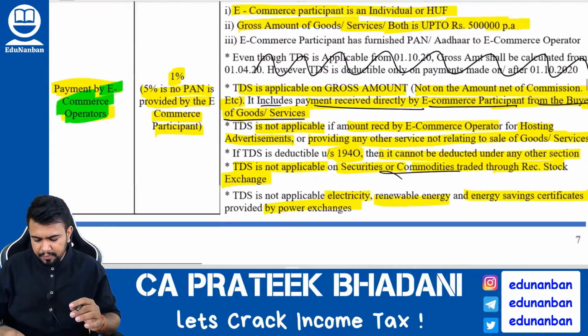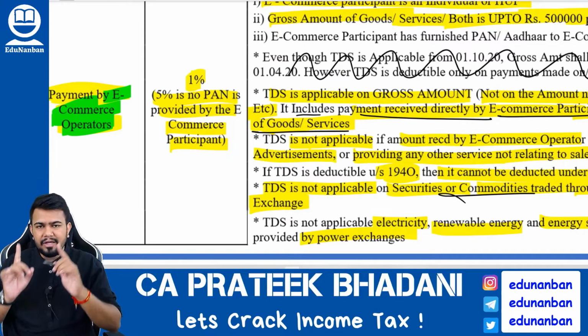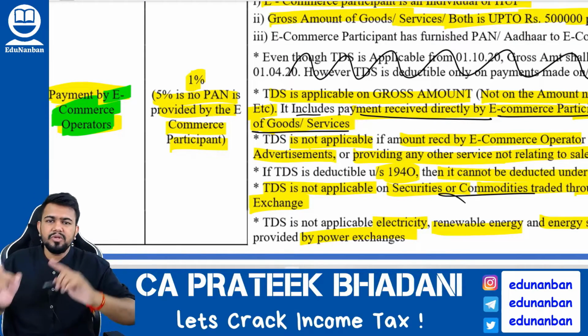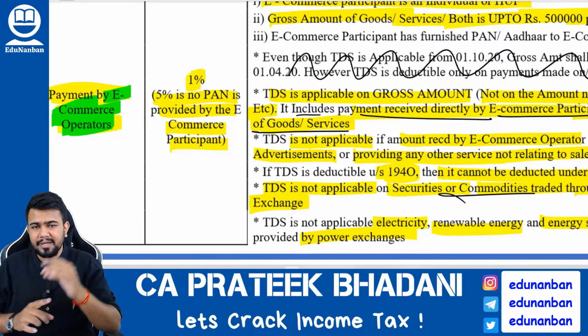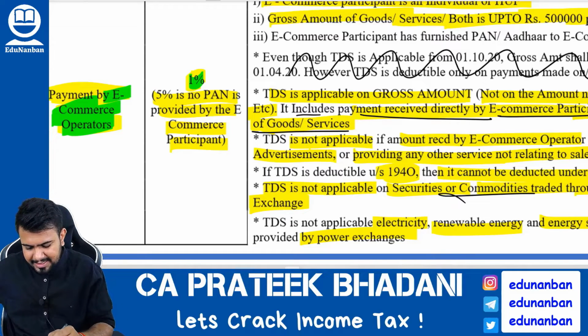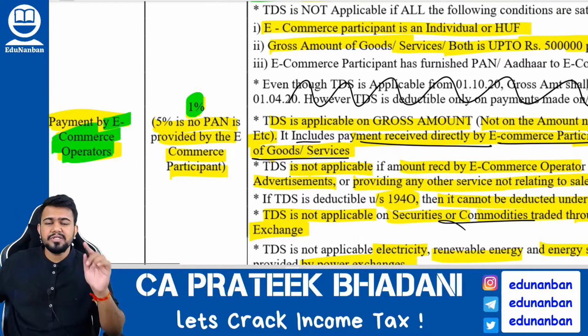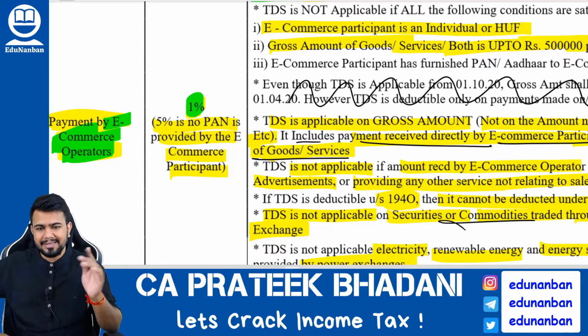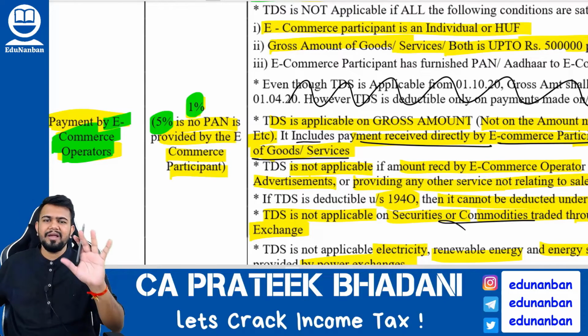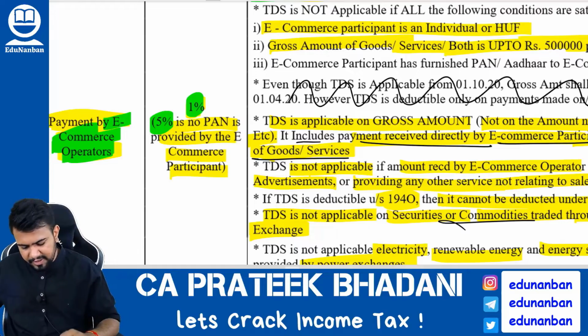Okay. Now, if an e-commerce participant is selling through an e-commerce operator, then while paying the payment to the participant, the operator has to deduct the TDS at 1%. Hence, Amazon has to deduct the TDS at 1%. However, if the e-commerce participant is not giving the PAN number, then TDS has to be deducted at 5%.